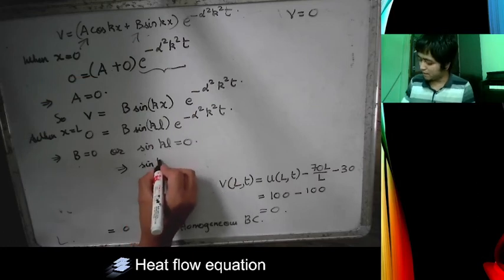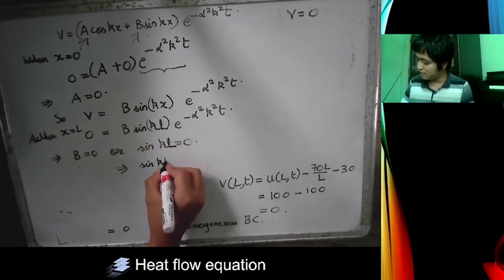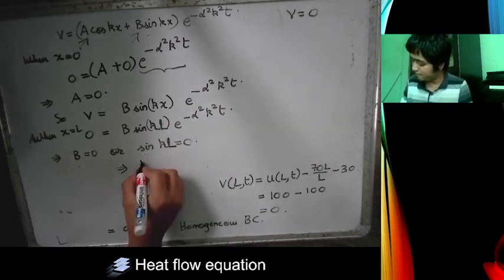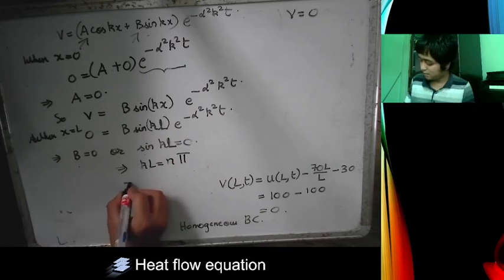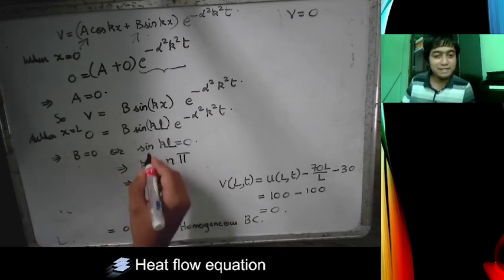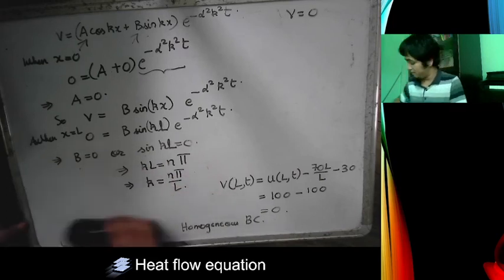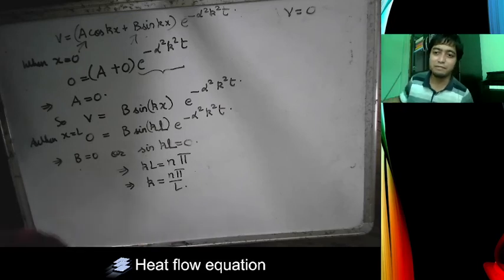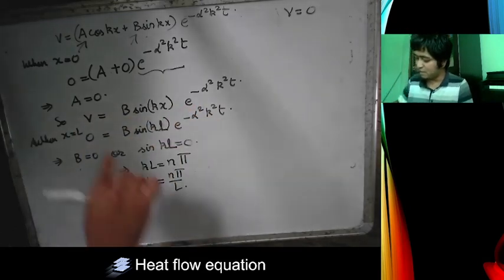So I can write, I was using the capital letter, sin KL equal to 0, which gives us that KL equal n pi, which ultimately gives us that K will be equal to n pi by L. Okay, so we have used the boundary conditions, we have used the initial conditions. Now what we will do is substitute K over here.